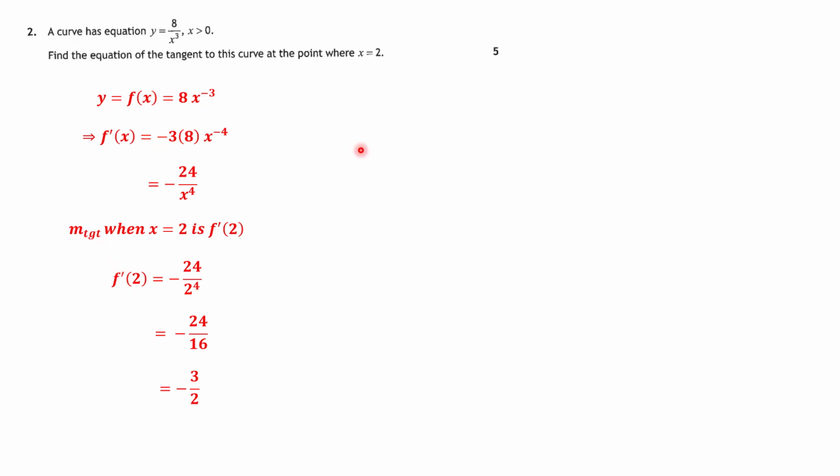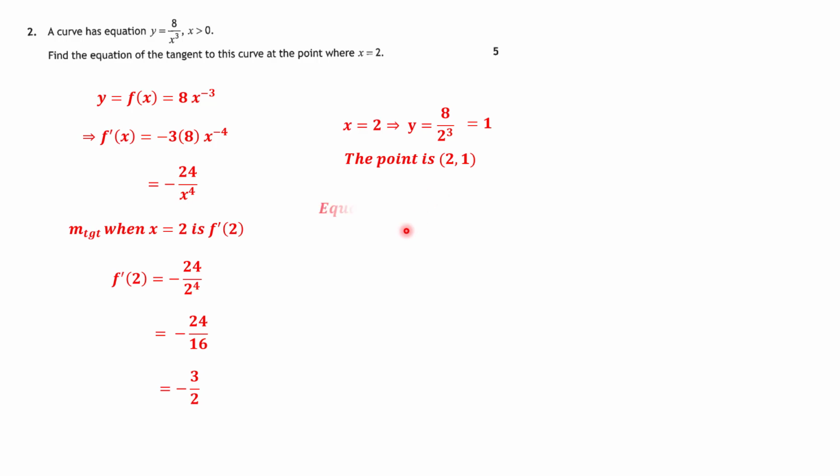We now need to find the y coordinate. So we say when x equals 2, the y coordinate will be 8 over 2 cubed. 2 cubed is 8. 8 over 8 is 1. So it's going to pass through the point 2, 1. So we've now got the gradient here. We've got the point there.